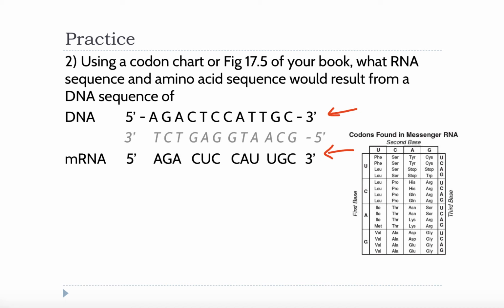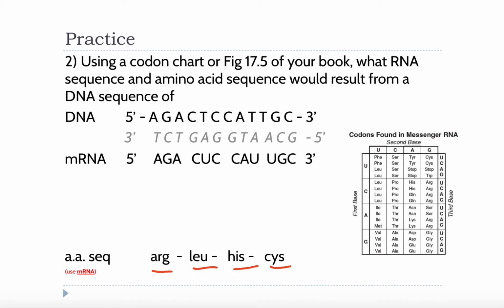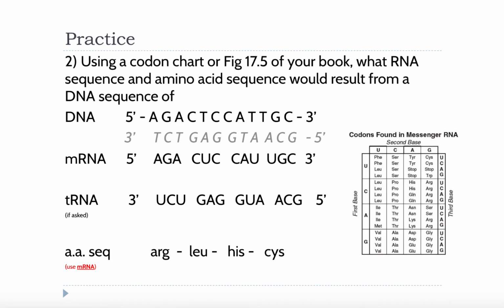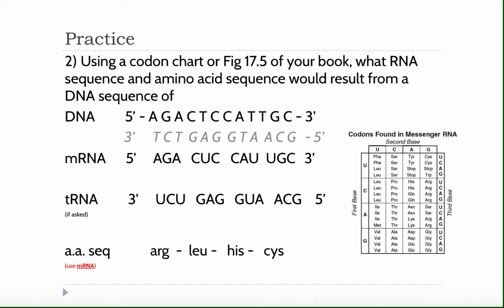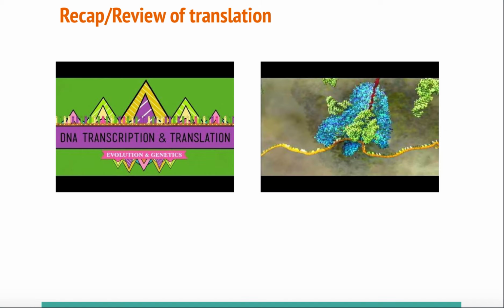Once you have the correct mRNA, then you can just do the exact same thing, where you use the codons of the mRNA to figure out the appropriate amino acid sequence. And if you're asked to give the anticodons for tRNA, you can just find the complement of the mRNA and do that.